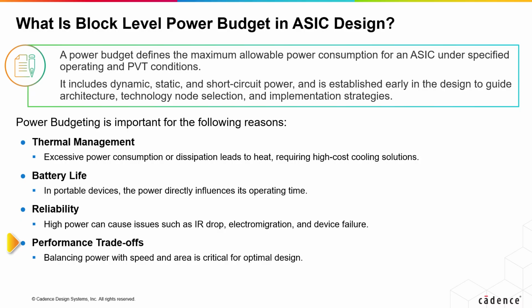There's also a constant balancing act between power, performance, and area, often referred to as the PPA triangle. If we push for higher performance, we may need to increase the clock frequency or supply voltage, both of which can increase power consumption. Conversely, aggressive power reduction techniques might impact speed or require more silicon area. The power budget helps us navigate these trade-offs intelligently.